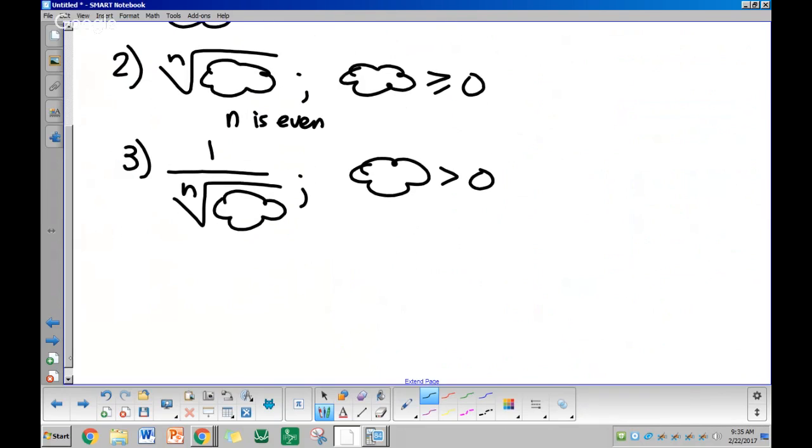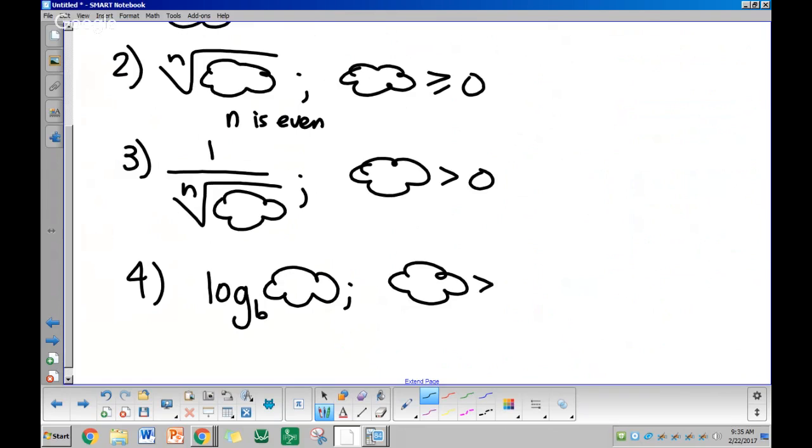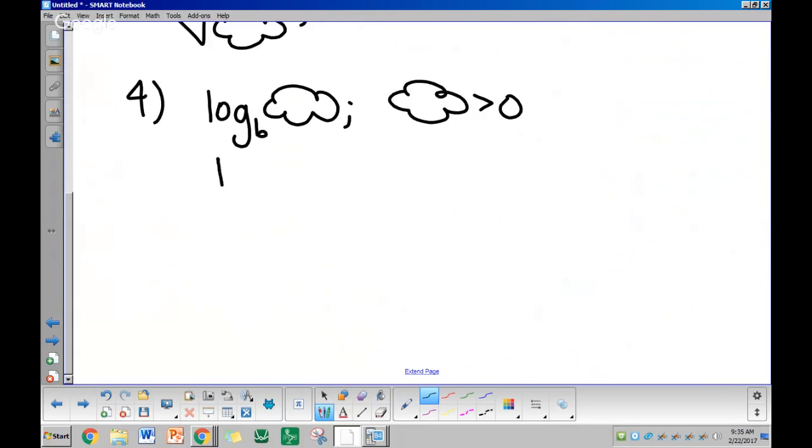And now I'm adding a fourth one to the list, and it's the log, base b. It doesn't matter what the base is. Just greater than 0. It has to be greater than 0, yes. And obviously that would apply to ln, which is base e.